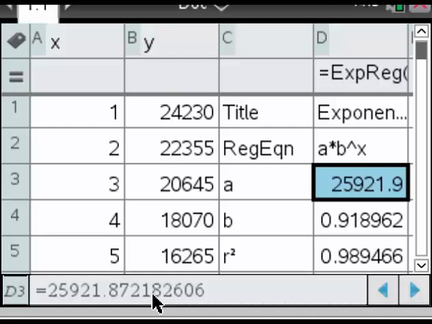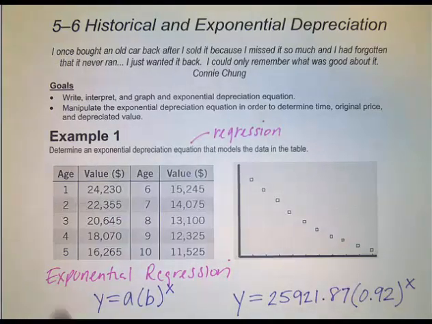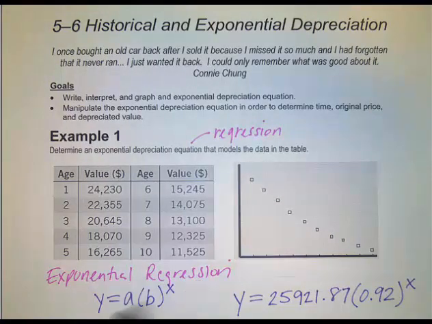So on my paper, I wrote the equation y equals a times b to the x, and now I'm going to write the actual equation. So a is 25,921.87 times b, which is 0.92. And that's raised to the x. So this is what you want to have on your paper. Okay, we wrote exponential regression, so we know how you got it. This is the standard equation for an exponential regression, and this is the equation.